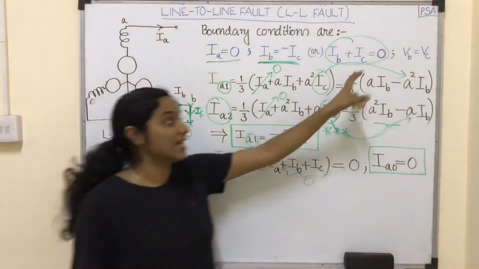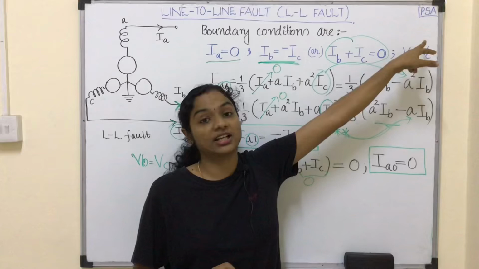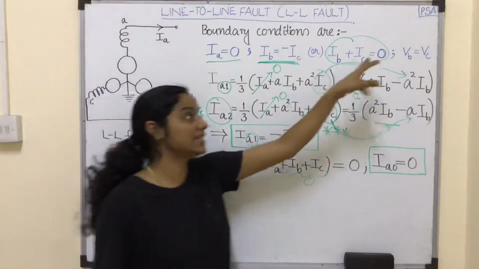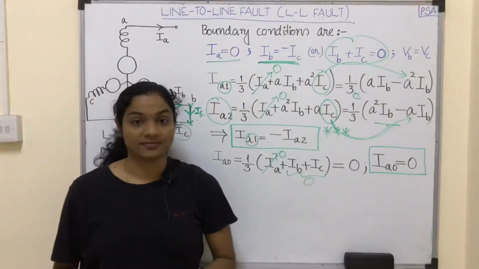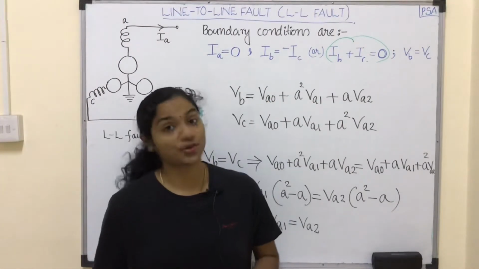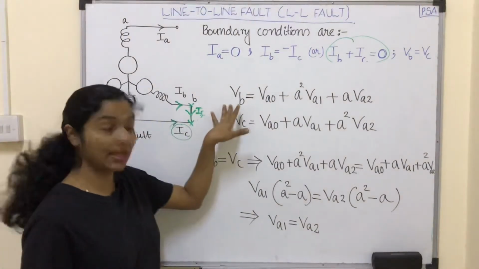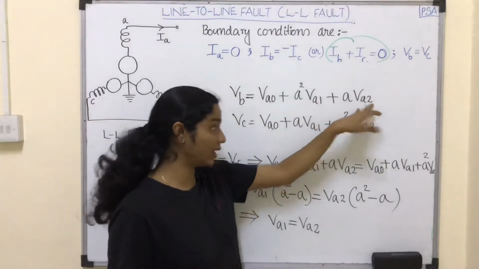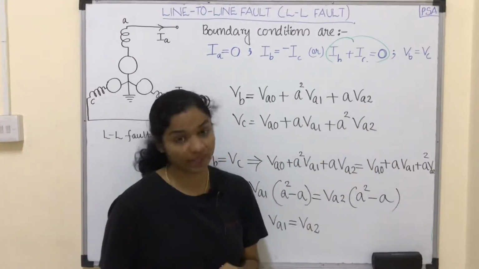Now let's analyze the voltage part, the voltage boundary conditions. Let's see how we can come to a conclusion about this voltage boundary condition. From the symmetrical component transformation, we know the unbalanced voltages: VB equal to VA0 plus A square VA1 plus A VA2, and VC equal to VA0 plus A VA1 plus A square VA2.